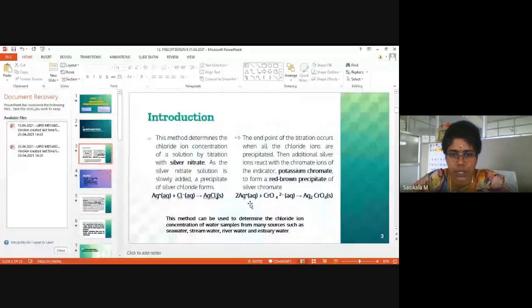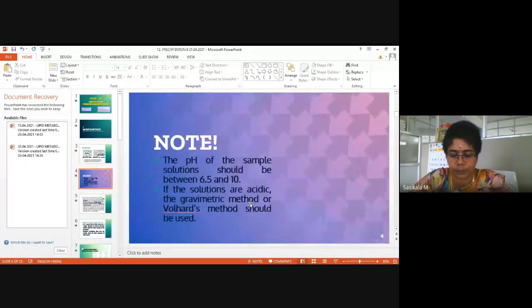We have seen the introduction and mechanism behind the Morse method, how the chloride reacts with silver nitrate. So the unknown concentration of chloride is determined from a known concentration of silver nitrate using potassium chromate as indicator, and what the application of Morse method is. Some important precautions and important notes on Morse method we have also discussed.